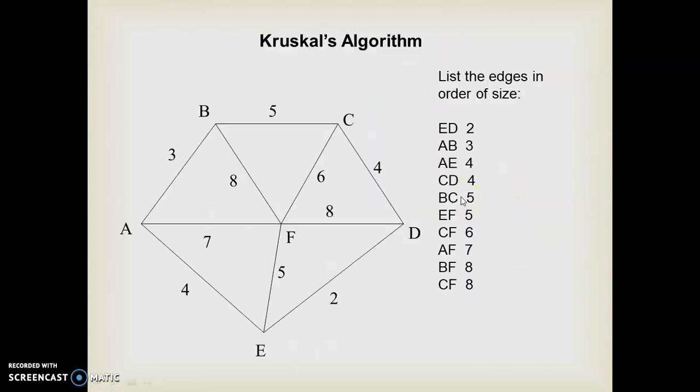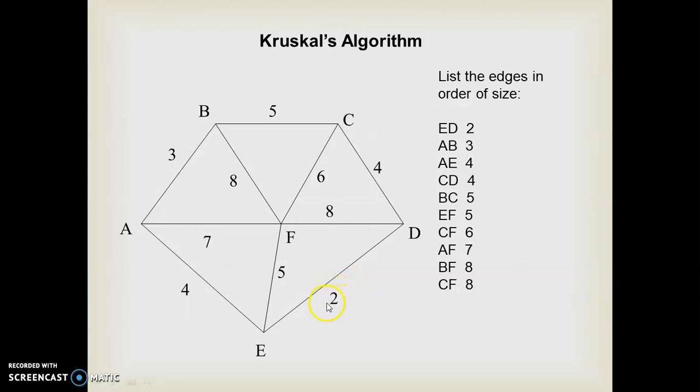The simplest way of doing this is to list down the edges with their weights and the vertices that are connecting those edges. Now here the minimum edge is E and D, connecting E and D. So we include that in our spanning tree.